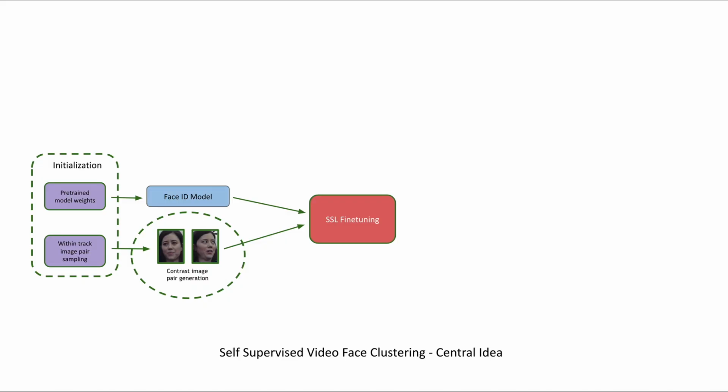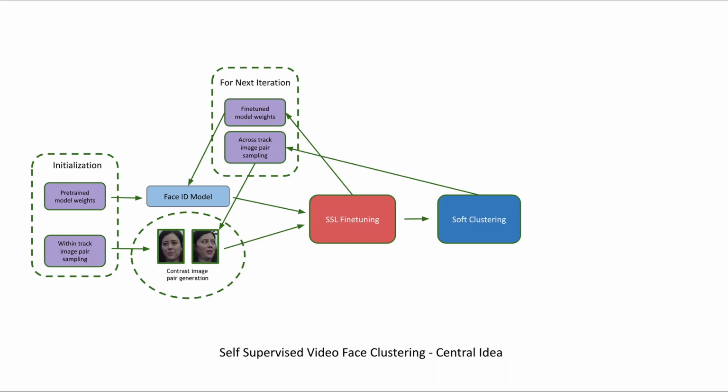So in order to further facilitate enhanced learning, we soft cluster tracks in the dataset and then sample image pairs from across the matched tracks. So for the next iteration, you take the fine-tuned model weights from the previous iteration and the across track image pairs sampled, and then you repeat this process for n iterations. So this provides, in a traditional sense, a bootstrapping mechanism for the model to better understand the different variations happening in each phase. And while it's doing that, it better clusters the tracks, which leads to further enhanced learning.